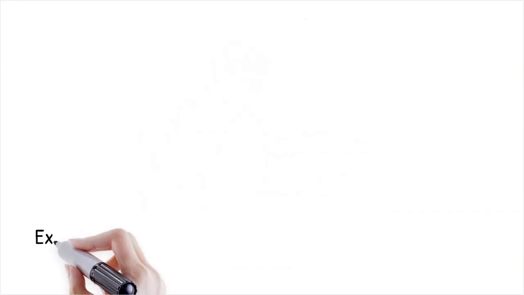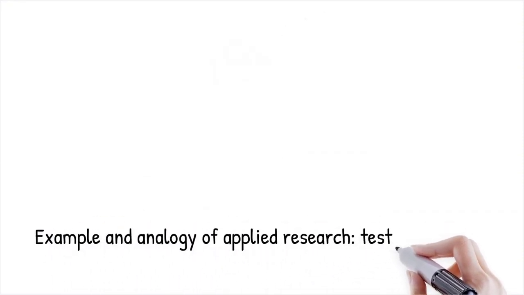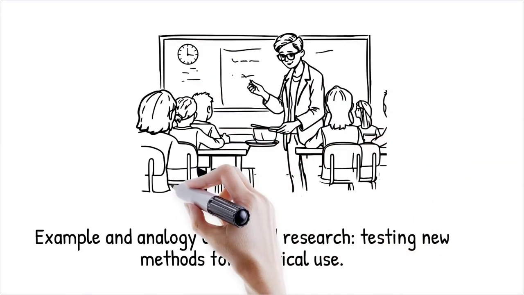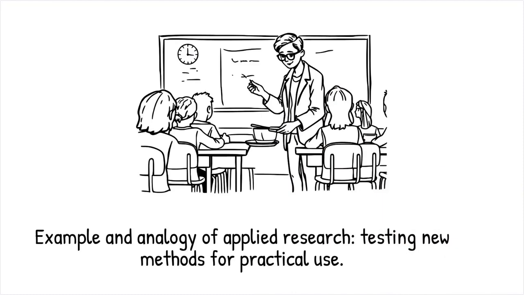An applied research project might investigate the impact of a new teaching method on student engagement and then implement the successful approach in classrooms. It's like testing a new recipe in a home kitchen to see if it works before using it in a restaurant. The goal is to create a practical, useful outcome.